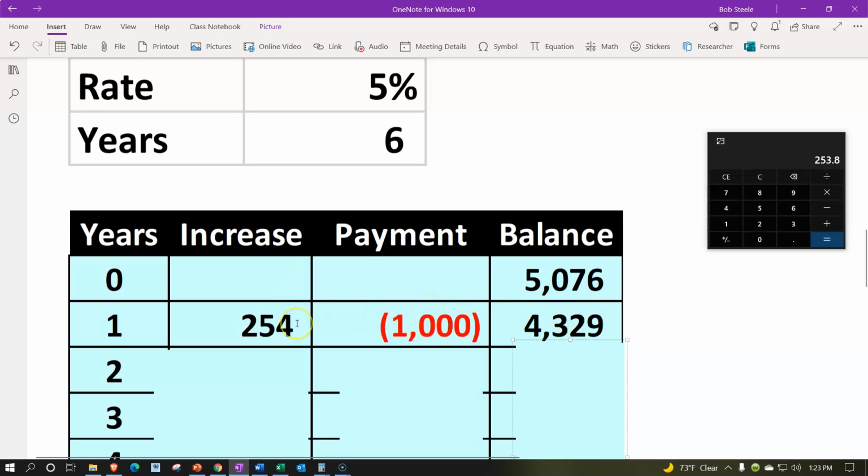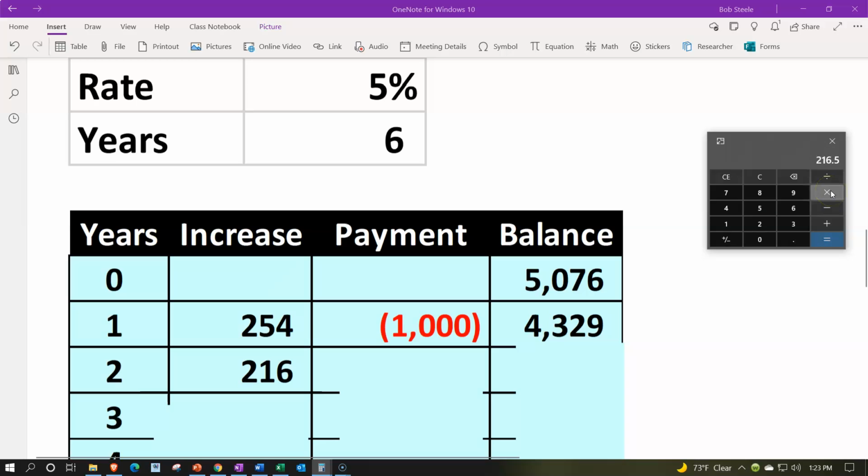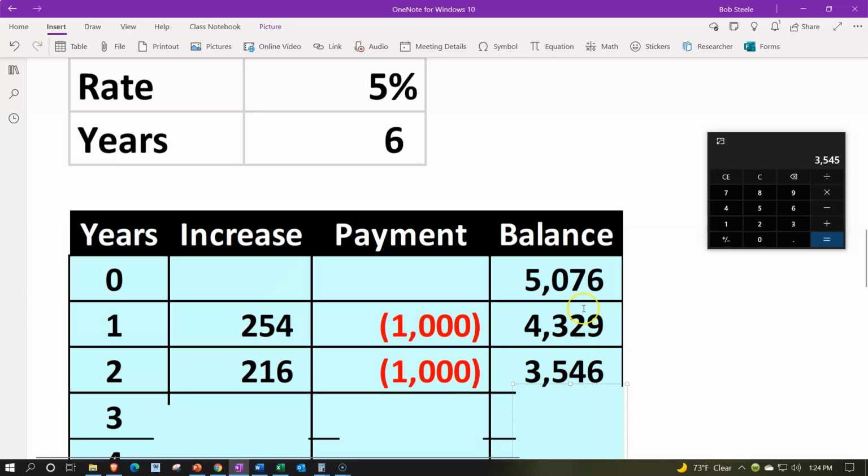So obviously the increase is less than the amount of the payment, which makes the balance go down. So we're going to take the 5,076 plus the 254 minus the 1,000. That would give us the 4,330. Let's do that a couple more times. 4,330 times the 0.05 is going to give us the 216. Another 1,000 goes out. So now we've got the 4,329 plus the 216 minus the 1,000 is going to give us then the 3546.